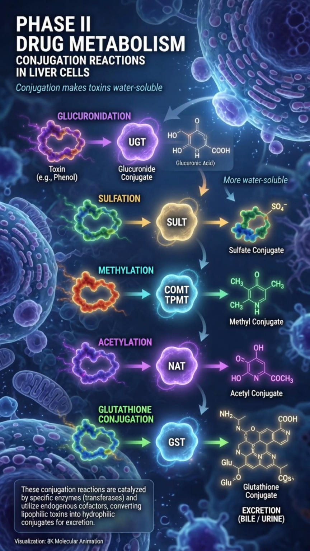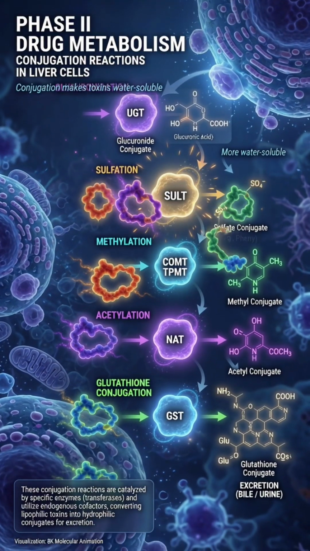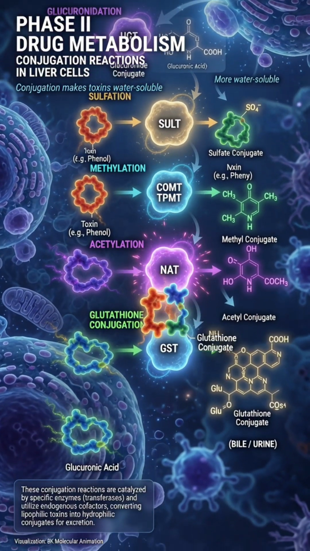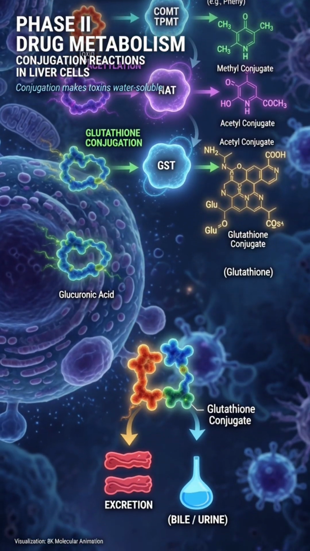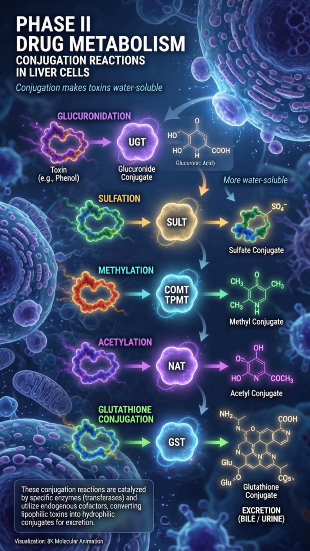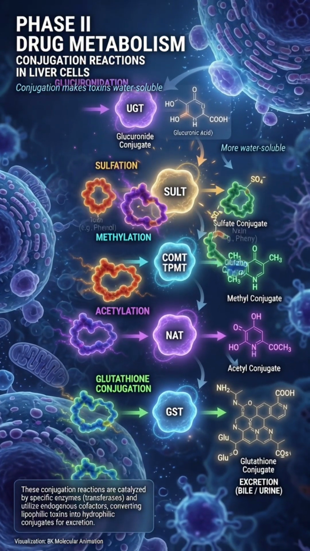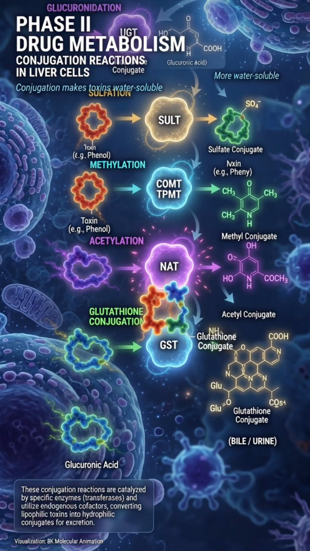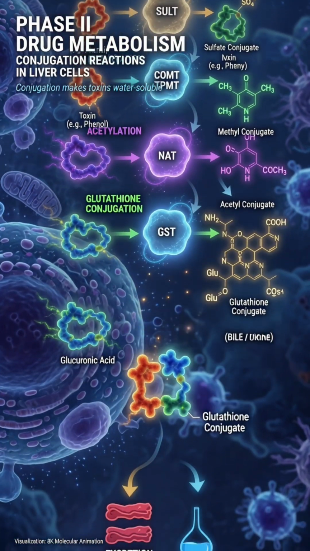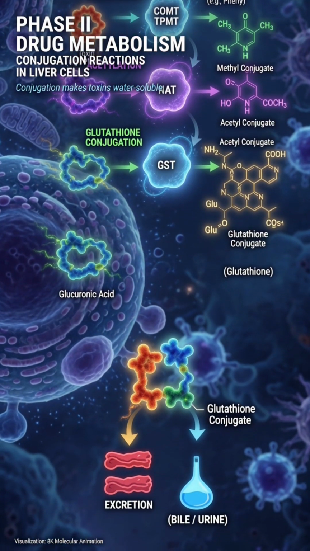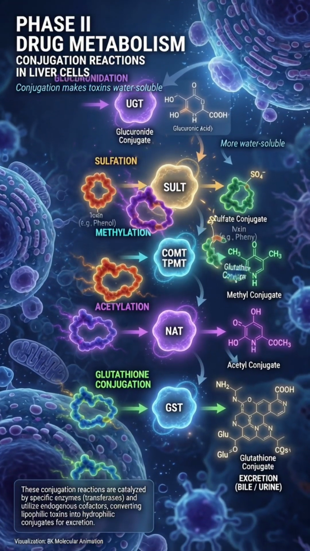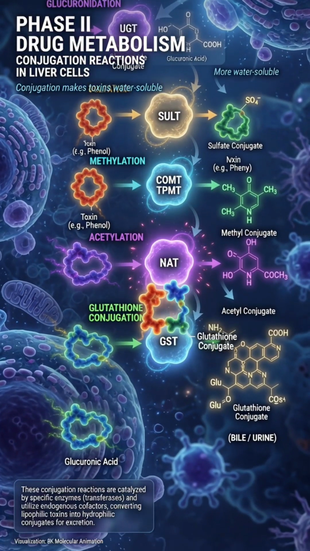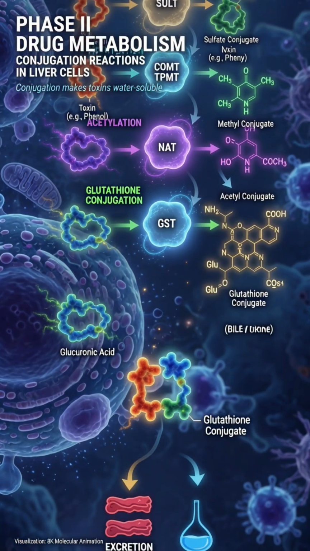Phase 2 we call the metabolism stage. Phase 2 attaches highly water-soluble molecules to toxins. Major conjugation reactions include sulfation, glucuronidation, acetylation, methylation, and glutathione conjugation, and this actually increases excretion.